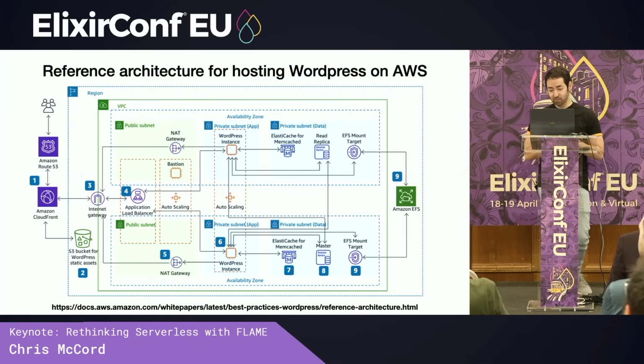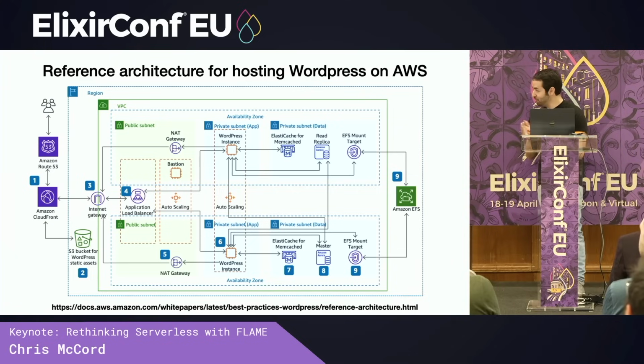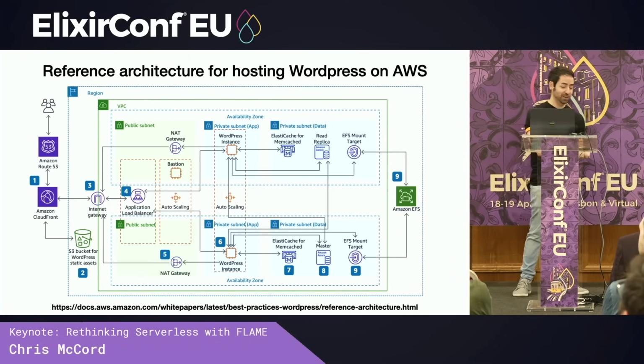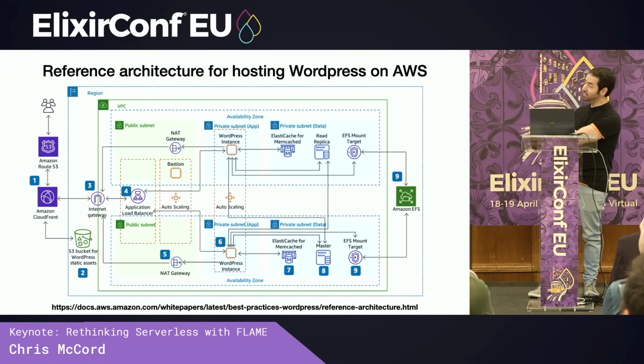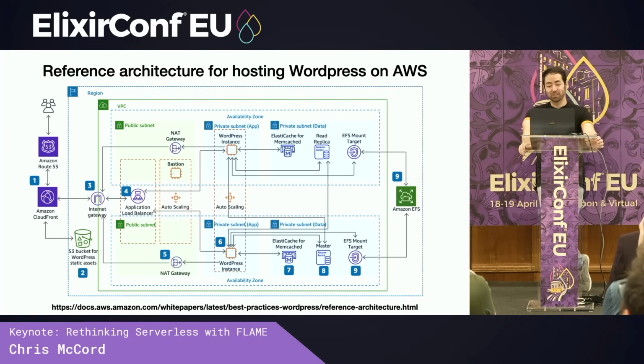A screenshot of this was shared with me, and I thought it was fake. I was like, this is a joke. This is a reference architecture for hosting WordPress on AWS. Not Lambda, but this screenshot was shared with me, and this actually exists. That URL is real, and I fact checked it and screenshotted this myself from that URL.